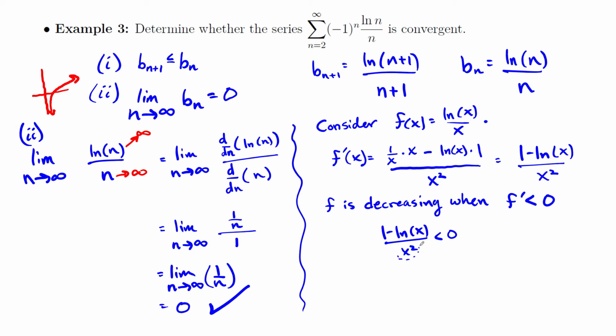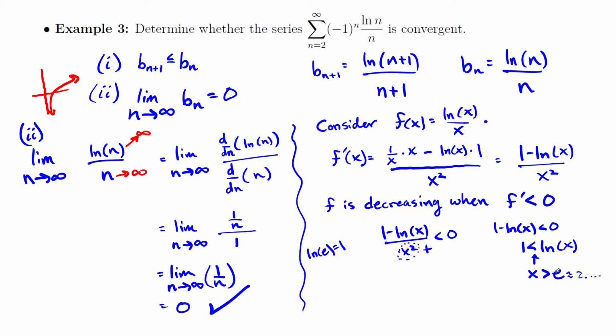Well, the bottom doesn't matter, right? x squared is always positive. So what matters is when the top is less than 0. But when is the top less than 0? The top is less than 0 when the natural log of x is greater than 1. So let's remember, what is x when the natural log equals 1? Well, the natural log is the log base e, so the natural log of e equals 1. So this is going to be true when x is greater than e, right? And remember that e is between 2 and 3, so 2 point whatever.